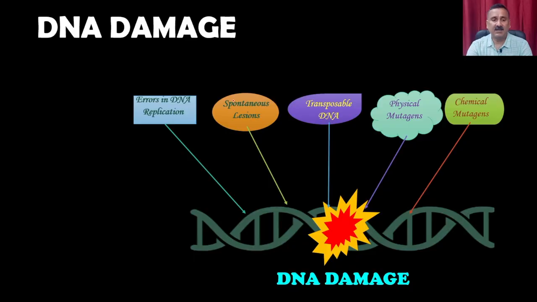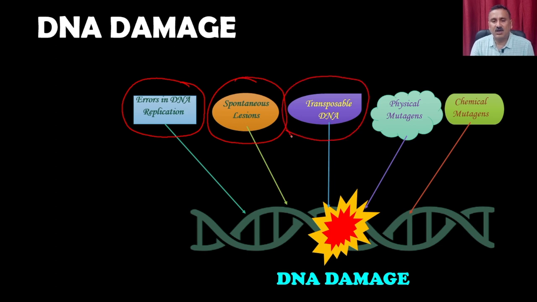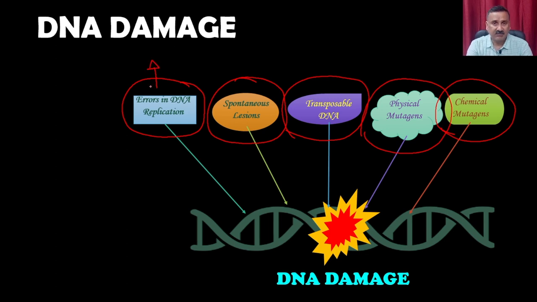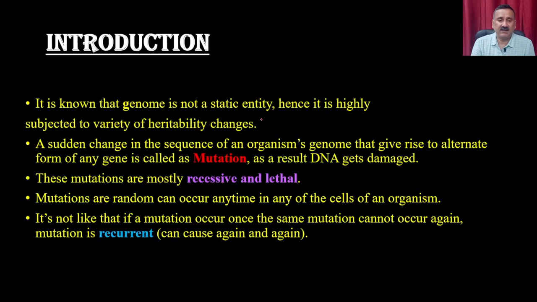So, DNA damage, as the name suggests, can occur in DNA due to errors in DNA replication. It could be caused by spontaneous lesions, by transposable DNA, or by physical or chemical mutagens. There are several examples of physical mutagens, which we are going to discuss. Errors in DNA replication are also very important in terms of DNA damage. So, what is meant by DNA damage?